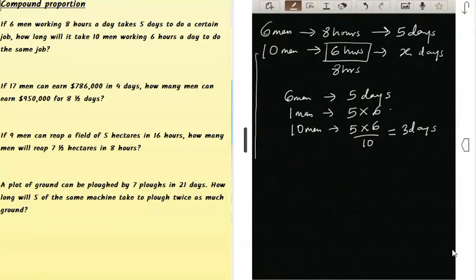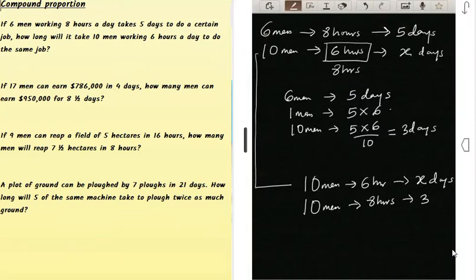Now from the second statement, remember we had 10 men working 6 hours, doing a job in a number of X days, before we made it the same condition. And we were able to resolve this after making this a similar condition: 10 men working 8 hours do a job in 3 days. Okay, now we can work out or solve for X.